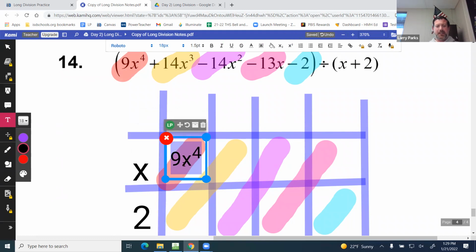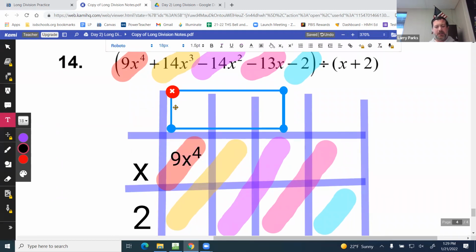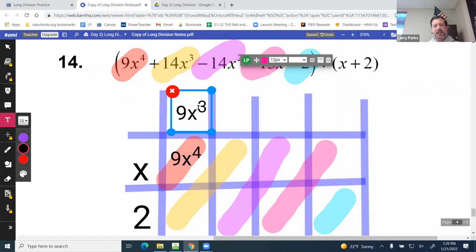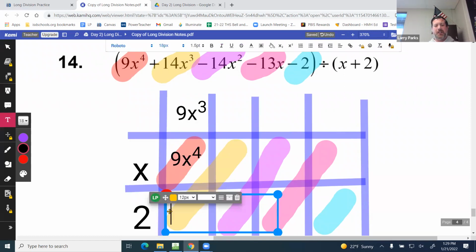But x times what's 9x to the 4th? That'd be 9x cubed. Actually, I like this way better. The more I teach it, the more I like it. Again, I've never taught it this way before. 9x cubed times x, 9x to the 4th. 9x cubed times 2 is 18x cubed.